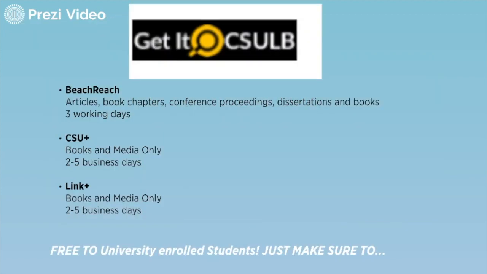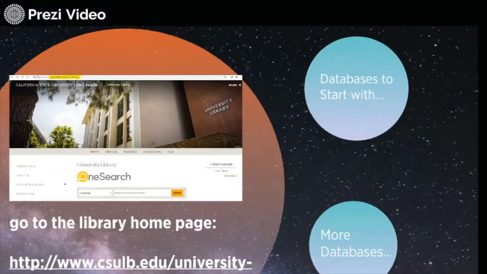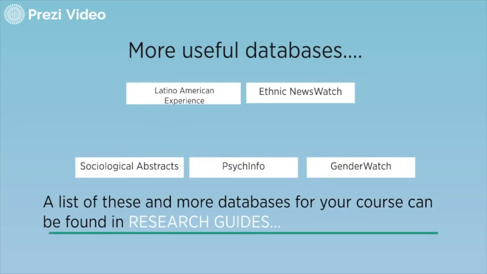This is a free service to our faculty, staff, and students, and it offers options to obtain materials not currently available at CSULB. It's free to university-enrolled students. Just make sure to sign in. If you need it and you want it, sign in. The sign in can be found at the top right-hand corner of your screen or in the middle of your screen once you've found an article. Here are some more databases for you to look for: Latino American Experience, Ethnic Newswatch, Sociological Abstracts, PsycInfo, and Gender Watch.